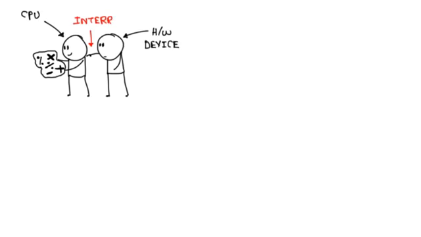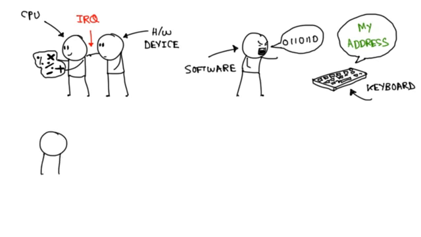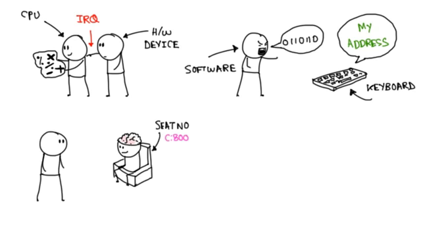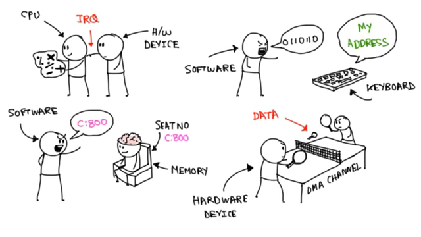So basically, hardware devices call the CPU for attention using an interrupt request. Software calls a hardware device by the input-output address of the hardware device. Software looks at memory as a hardware device and calls it with a memory address. DMA channels pass data back and forth between a hardware device and memory. So that's how the hardware communicates with software.